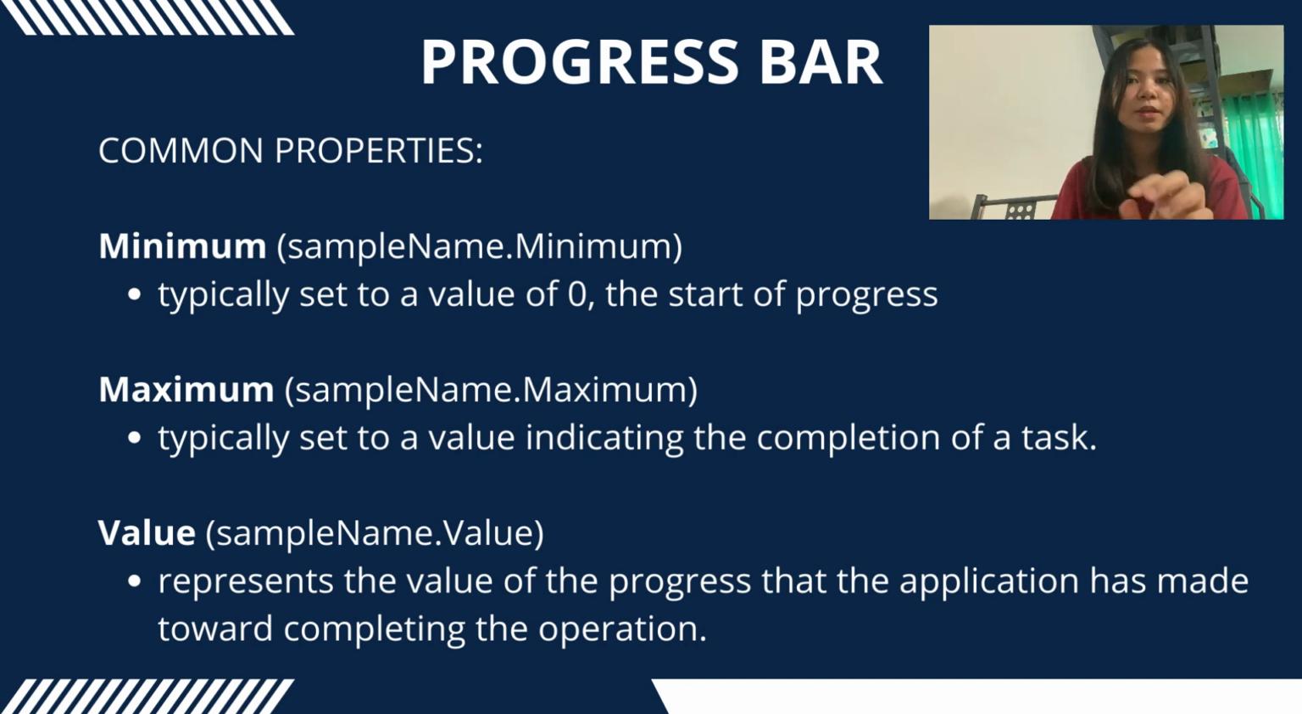So the minimum, we declare it as sample name dot minimum. It is typically set to a value of 0, the start of a progress. So the minimum is simply the very starting point of a progress. So that is the minimum.